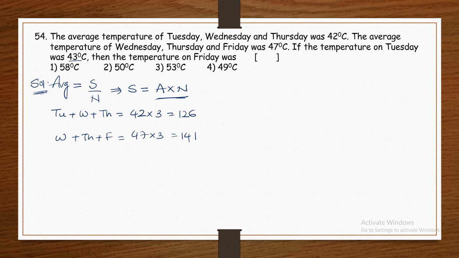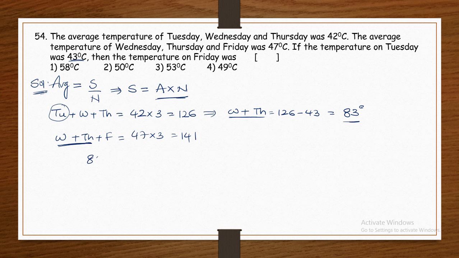Next, what he has given is that Tuesday's temperature is 43. I can replace Tuesday's temperature here. From this I can say Wednesday plus Thursday is equal to 126 minus 43. So when I subtract, 6 minus 3 is 3, 12 minus 4 is 8. So Wednesday plus Thursday's temperature is 83.